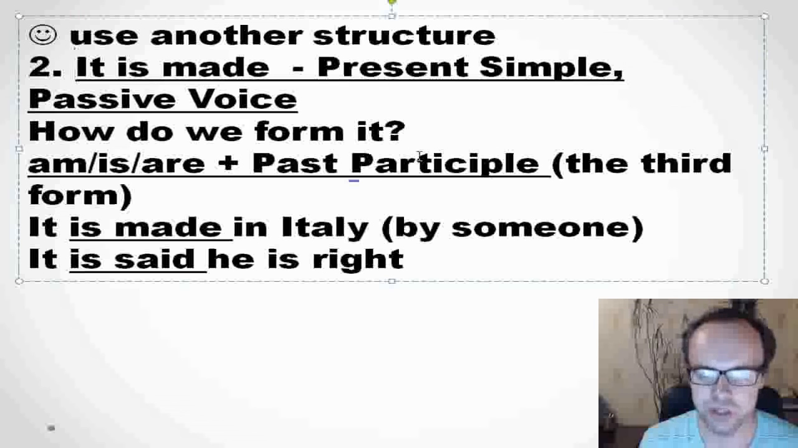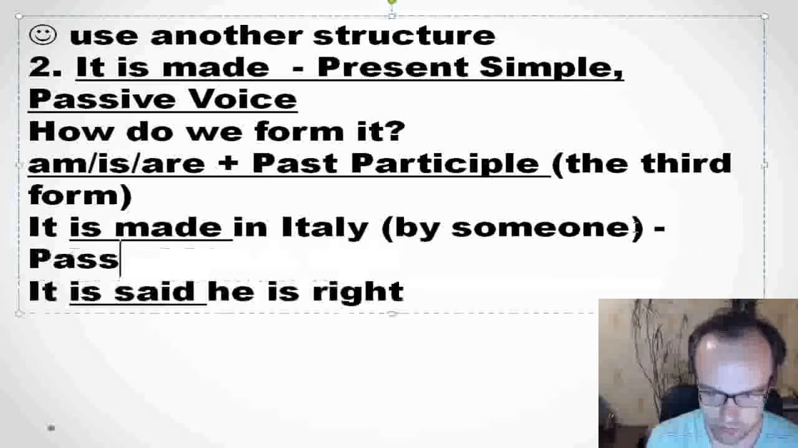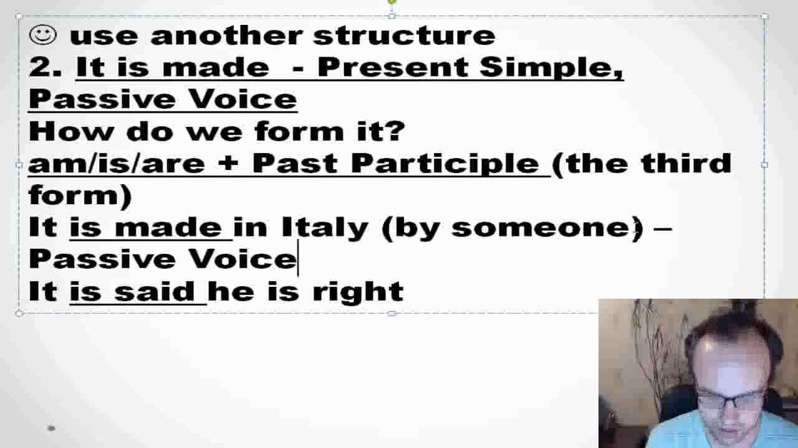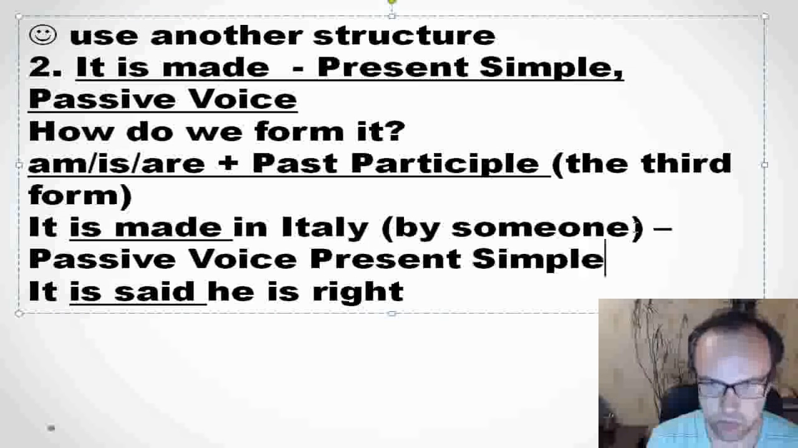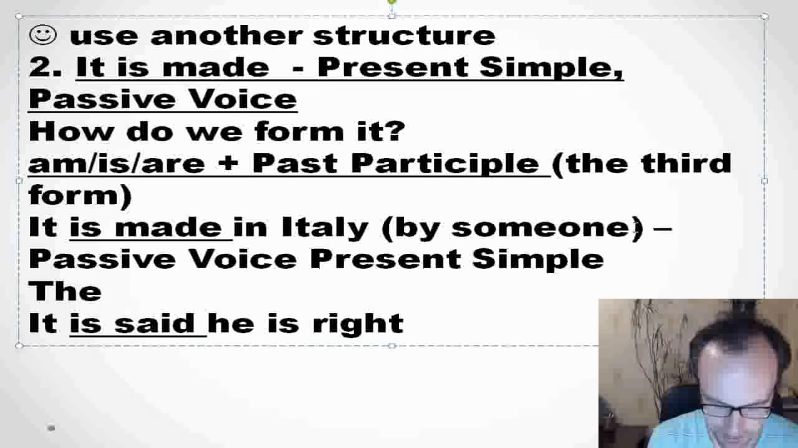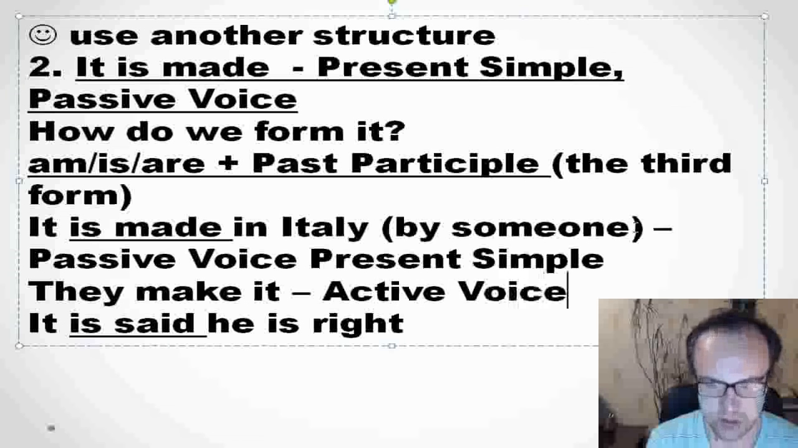How do you form it? Am, is, are plus past participle, or the third form. Look, it is made in Italy. It means it is made by someone. Okay, so it's present simple passive voice. They make it, it's active voice.